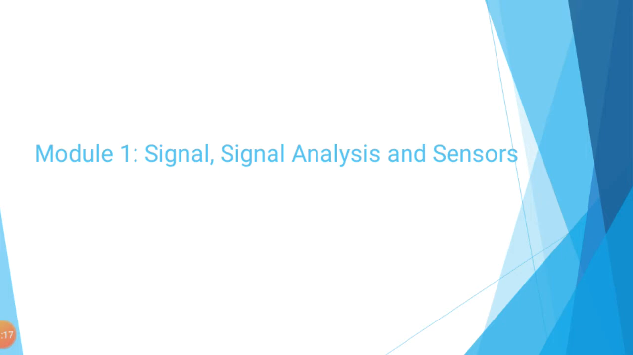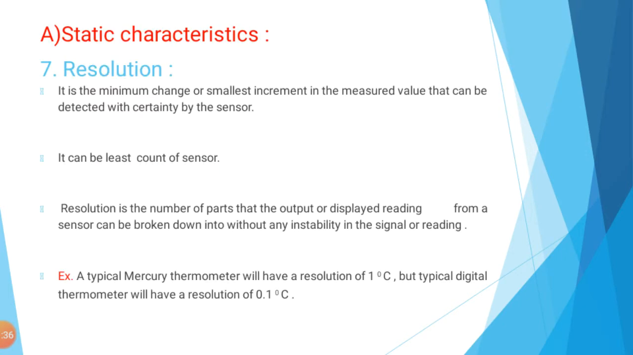Now the remaining characteristics are resolution, threshold, drift, stability, tolerance, range, and hysteresis. These are the remaining characteristics which will be discussed in this video. So let us start with the 7th characteristic, that is resolution.